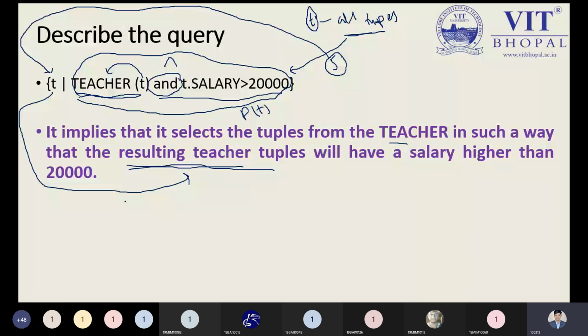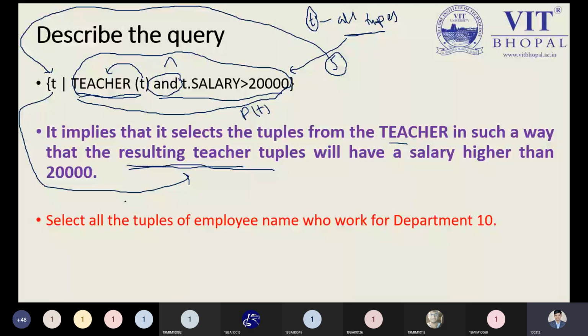Got it? So here I'm giving another exercise to all. I'm giving the question as an English statement, and then you interpret it. Select all the tuples of the employee name who works for department 10. Please keep in mind, select all the tuples of the employee name who works for department 10. Here we have the condition that department should be 10, we have the employee name, and we need to display all the tuples which meet our criteria.